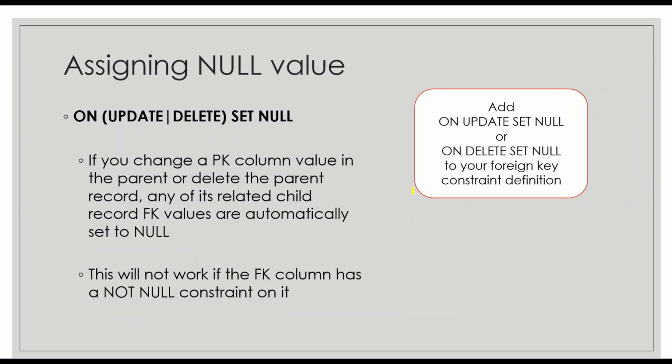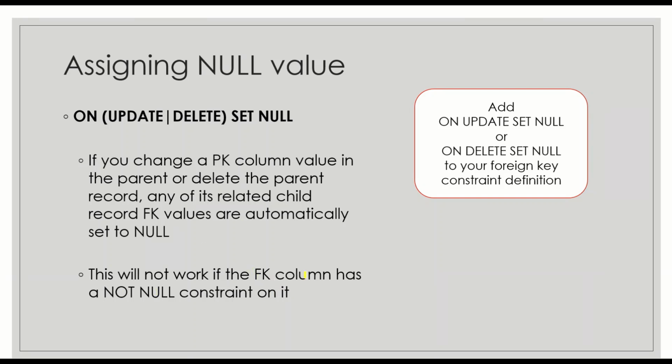Now here's a third option, assigning null. If you change a primary key column value in the parent, or if you delete the parent record, any of the related child foreign keys would be set to null. Now again, this has to work with the child table. Does the child table allow nulls in the foreign key column? If it doesn't allow that, then you're going to have some kind of collision here.